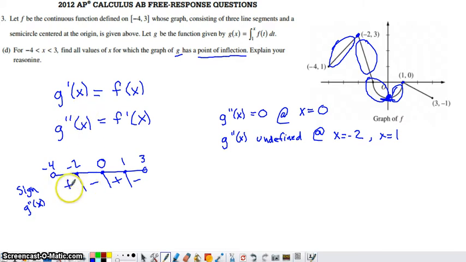So this tells us that g double prime is positive, so g is concave up between -4 and -2, concave down between these x's, concave up between these x's, and then concave down between those x's. So find all values of x for which g has a point of inflection. We do have a change in concavity at this x value, and this x value. So the x values that represent inflection points are -2, 0, and 1. Explain your reasoning. The sign of g double prime changes as we cross those x values.